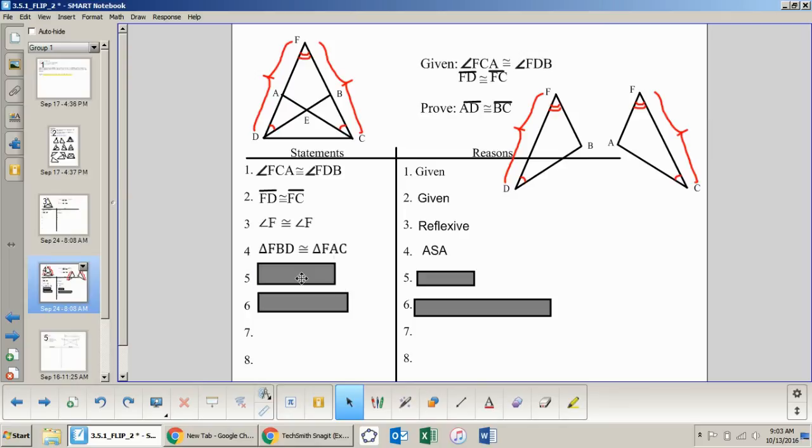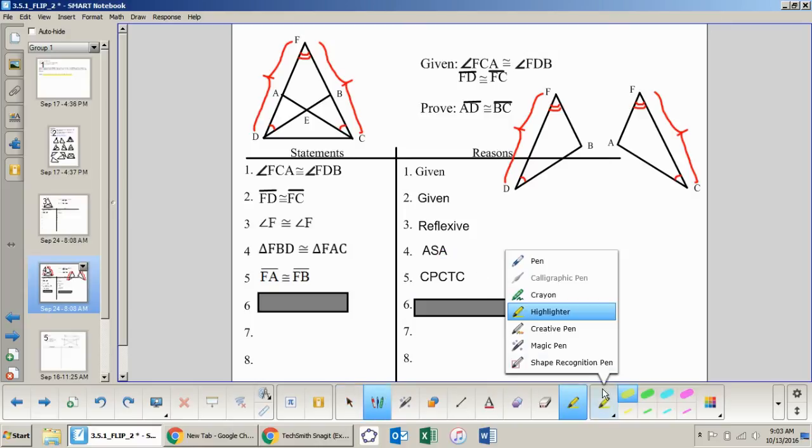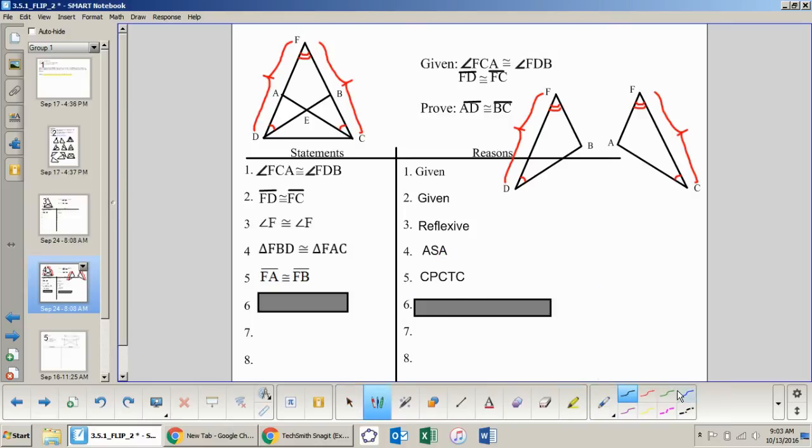All right, if the triangles are congruent, we could say that FA and FB are congruent to each other by CPCTC. Let's see where those two parts are. Those two parts would be right here. This guy and this guy. If two triangles are congruent, then their corresponding parts are congruent. Let's put that in our full picture as well.